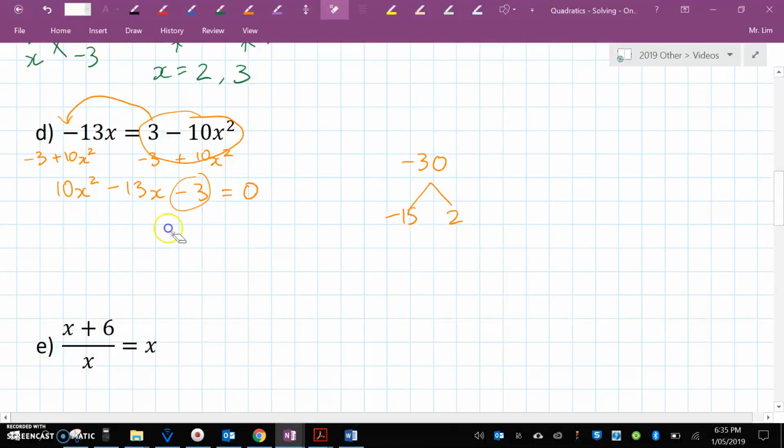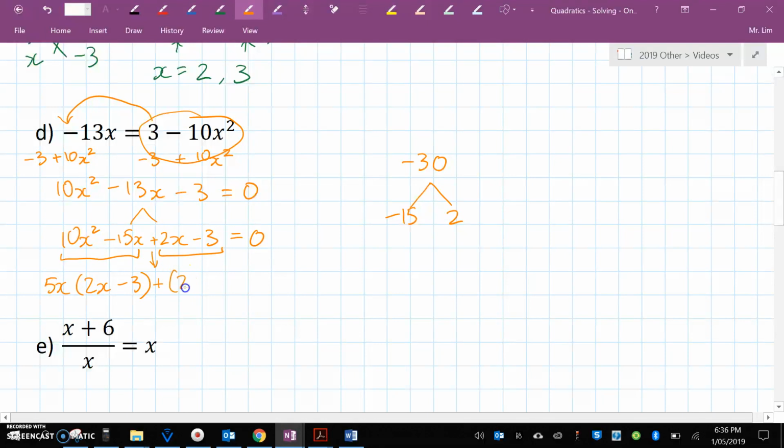So now we can split this into minus 15x and positive 2x. Bring down our minus 3. Bring down our 10x squared. Group in pairs. Take out the common factor of 5x to leave 2x minus 3. Put our plus sign from up there. And in brackets we have 2x minus 3.